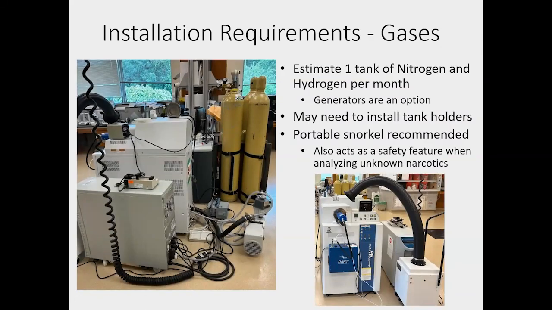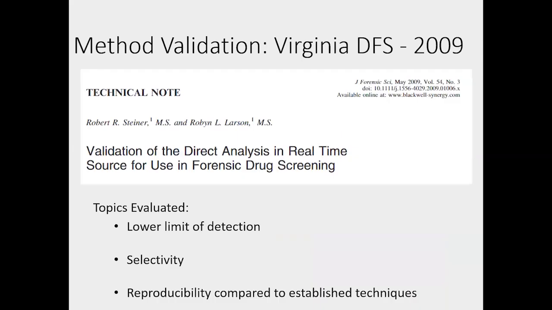So you have the large tanks that have the helium and nitrogen, and we got a tank holder bolted to the floor. The big box on the left in front of the DART is the UPS, and the line coming down is the electrical line. And then you have the pumps for the DART, and the bottom right picture shows the portable snorkel. We recommend a portable snorkel because when you're analyzing with DART, you're actually volatilizing the sample in atmosphere, so you don't want to be exposed to any of the fumes. Next slide.